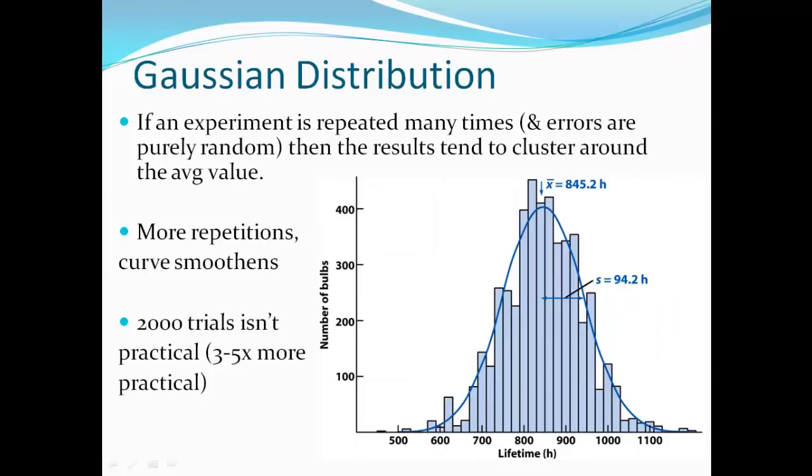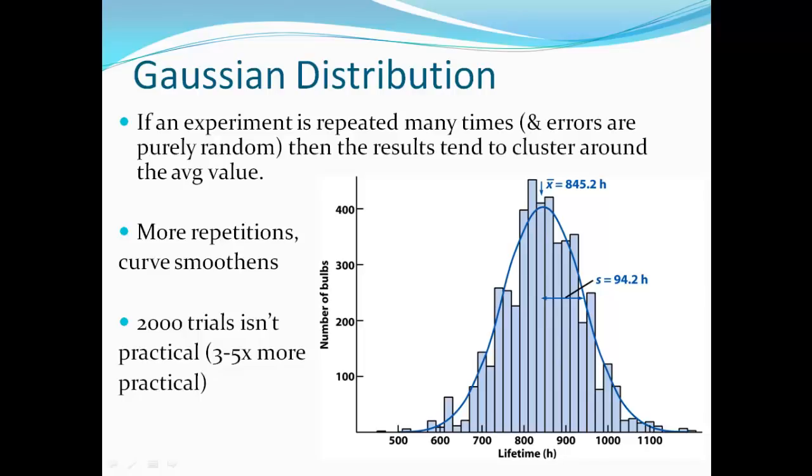What I'm showing you here is a bar graph of the lifetime of hypothetical incandescent light bulbs. So obviously you have the number of bulbs as a function of lifetime. And that curve that is superimposed over the bars is what's called the Gaussian distribution. The curve has the same average, standard deviation, and area as the bars.